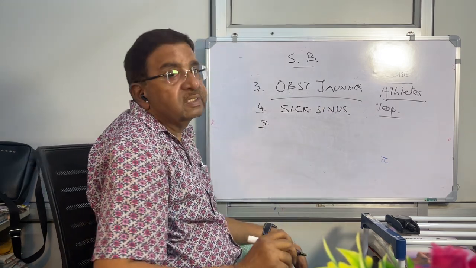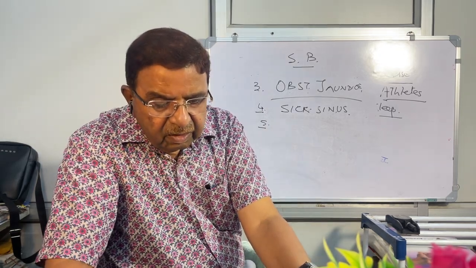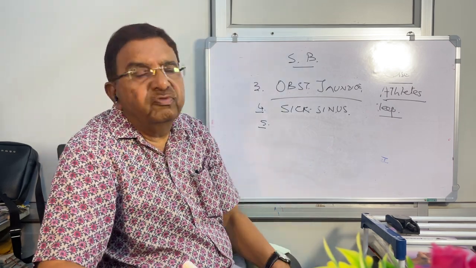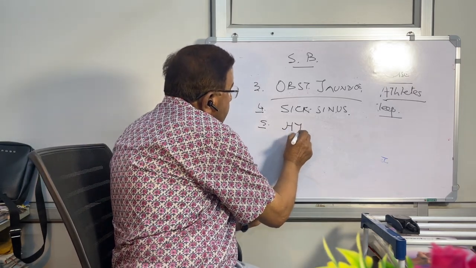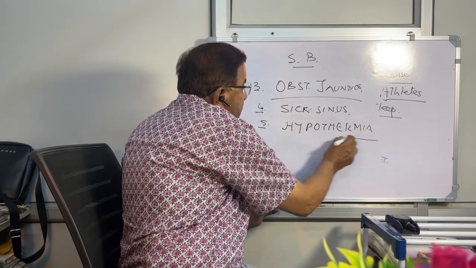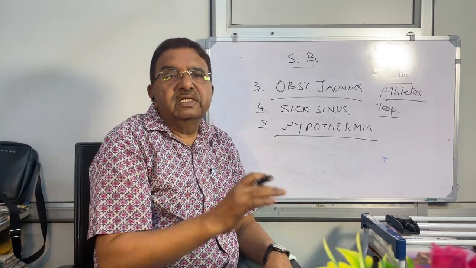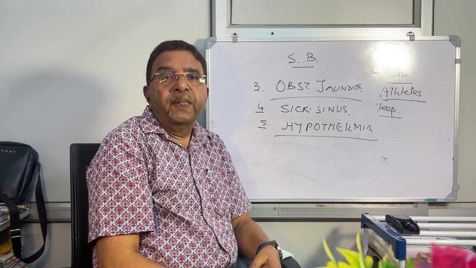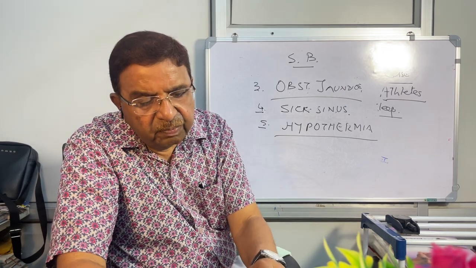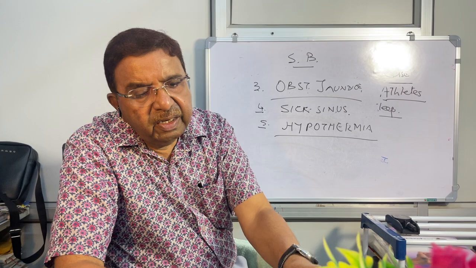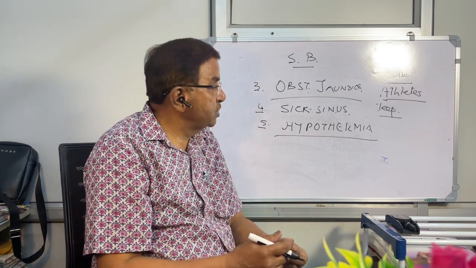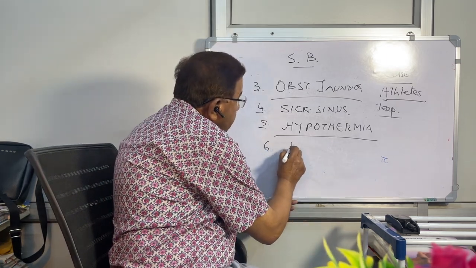Then the fifth cause is hypothermia. Hypothermia means when the temperature of the body comes down to less than 36, 35, 34 degrees centigrade, then the heart rate of that patient becomes bradycardia, less than 60 per minute. And then the last important cause of sinus bradycardia is drug induced.